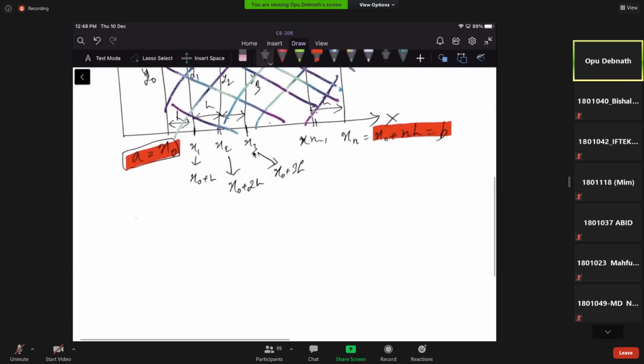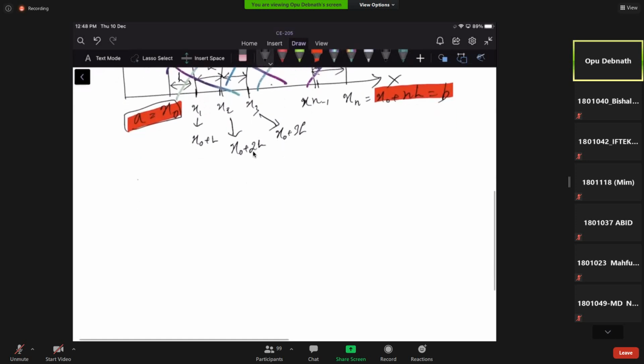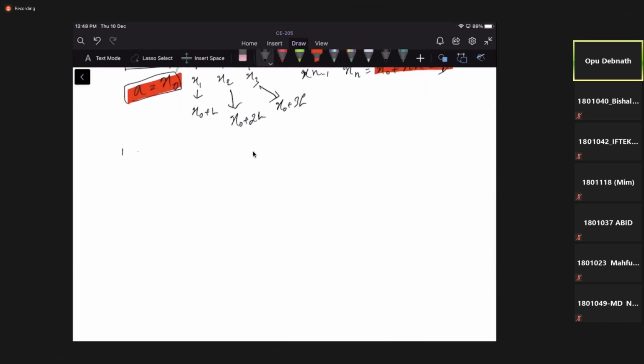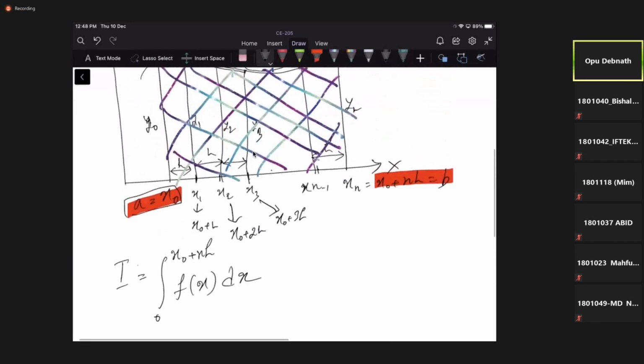Some area or something like this. So the concept is very close to that. So in that case, integration I is nothing but the summation of integration of x0 to x0 plus nh f of x dx. Okay, so this is a function.